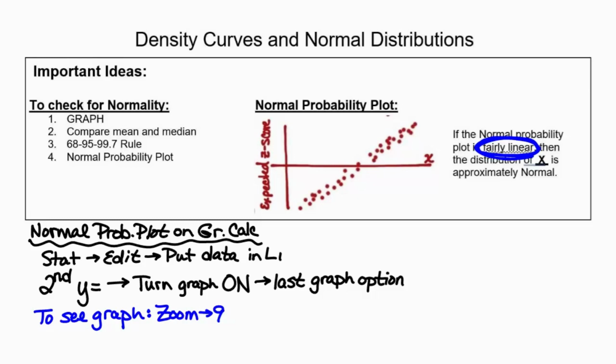The dots have to line up straight. It doesn't have to be a perfect 45-degree angle. It doesn't have to go like perfectly above and below the x-axis. It just, those dots need to basically be lined up in a straight line. If I see any curving to it, any U shapes, any J shapes, any kind of curve to it, then it's not approximately normal.